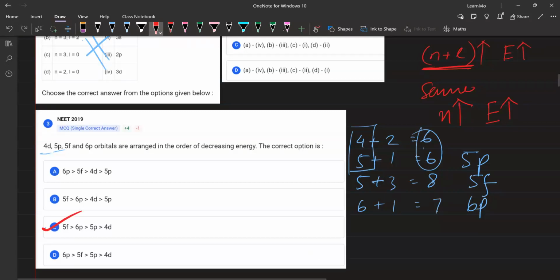No, Nabil. This is 5 plus 3, which is 8, and 5f will have the highest energy. D cannot be the option at all. s is 0, p is 1. You probably took p as 2, that is why you made this mistake. You saw 6 plus 2 is equal to 8, then you saw the principal quantum number, 6 is greater, so you put 6p first. But the right answer will be 5f, then 6p, then 5p, then 4p.